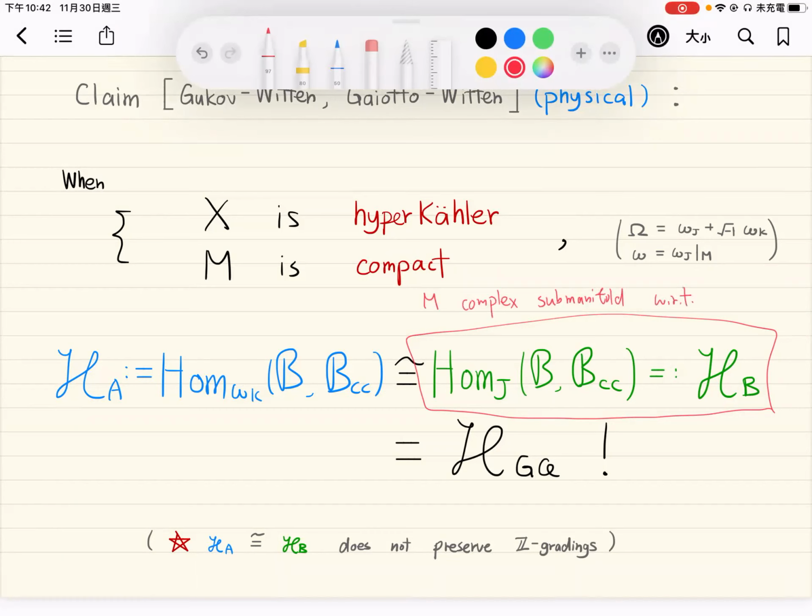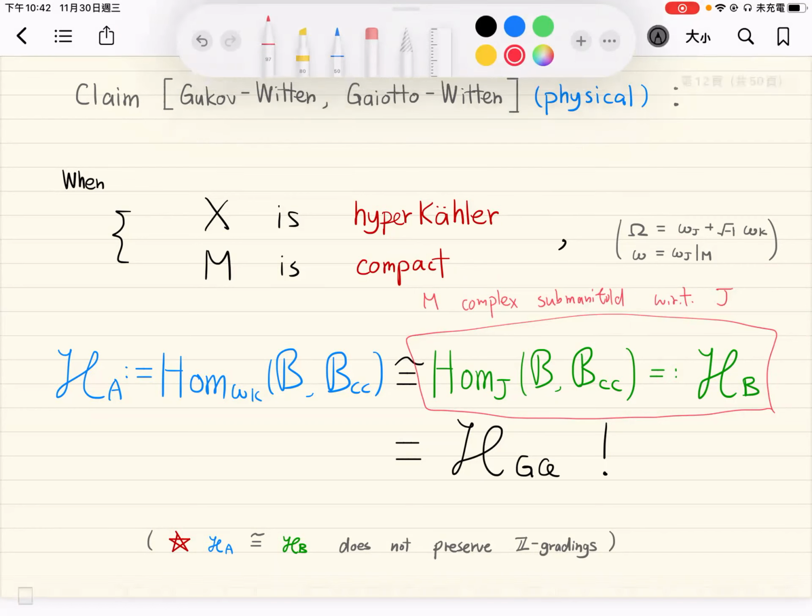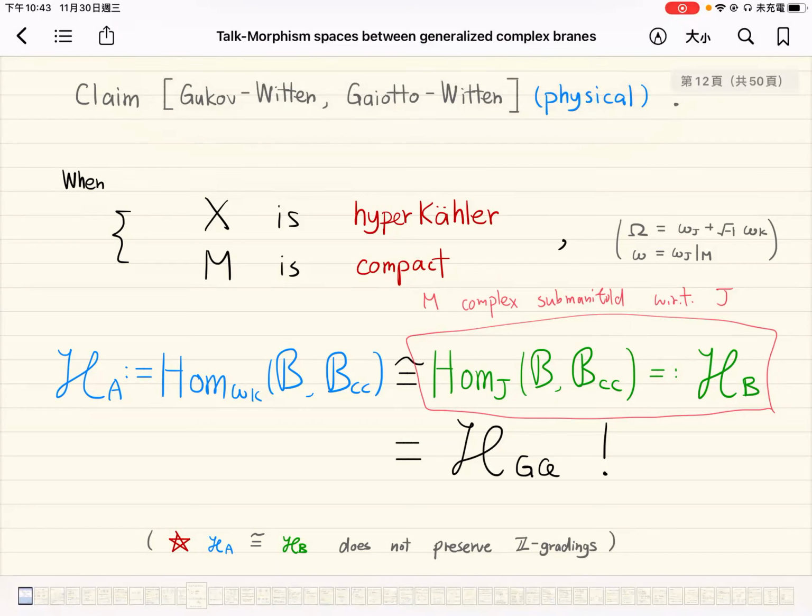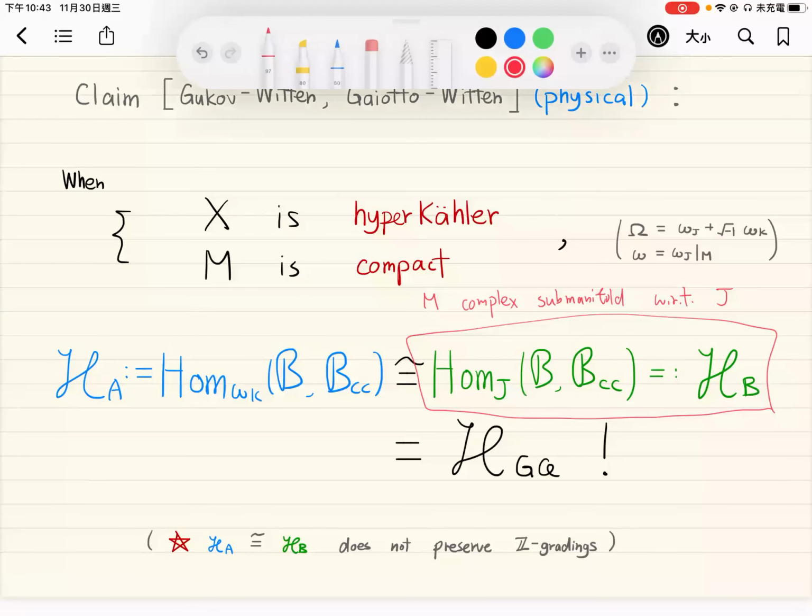With respect to J, that means the brane curly B is also a B brane. And also because the curvature of the canonical bundle of the A brane, BCC, is this one, the real part of the capital Omega, which is omega J, and omega J is of type (1,1) with respect to J. That means the line bundle on the BCC is a J-holomorphic line bundle. So the BCC can also be considered as a B brane.